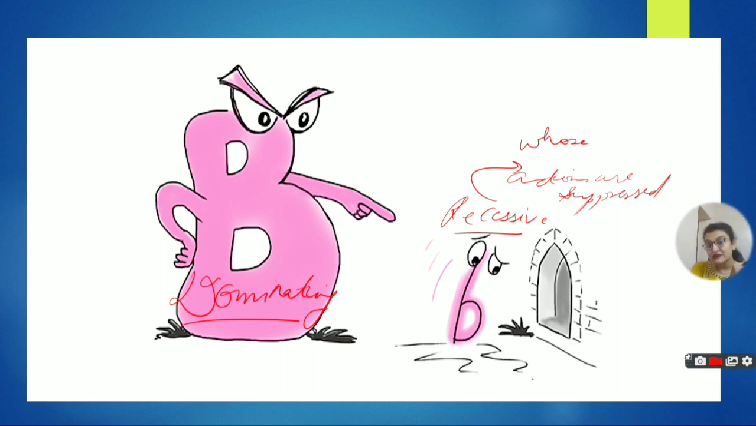Similar thing happens in the case of characters as well. One character is a dominating character and the other one is a recessive one. The dominating one is the one which can be seen, which is going to show its expression, whereas the recessive one is the one which is not going to show the expression.